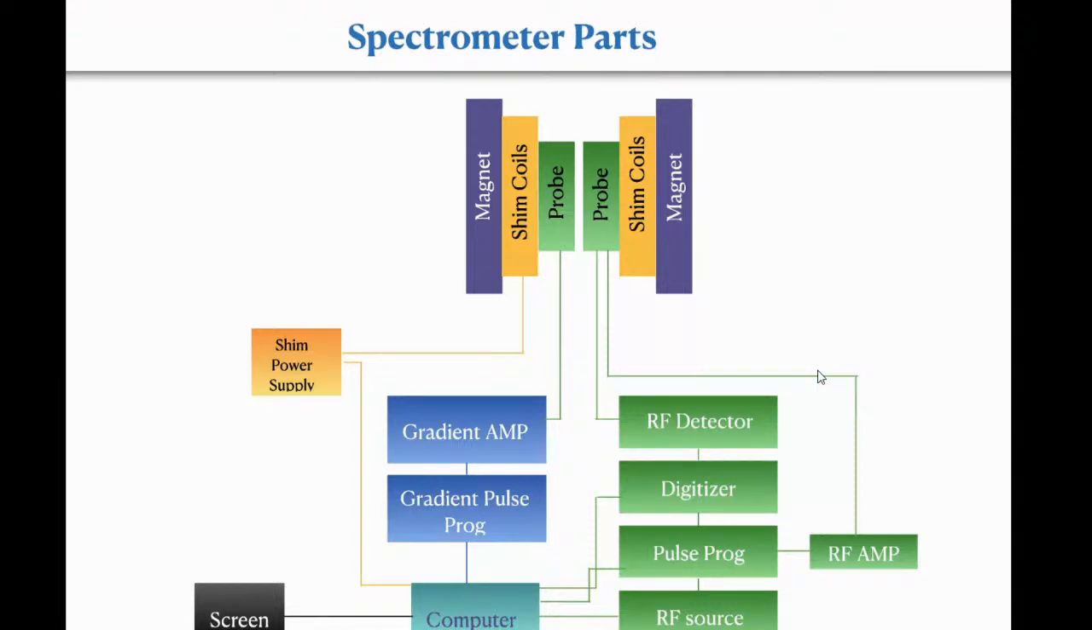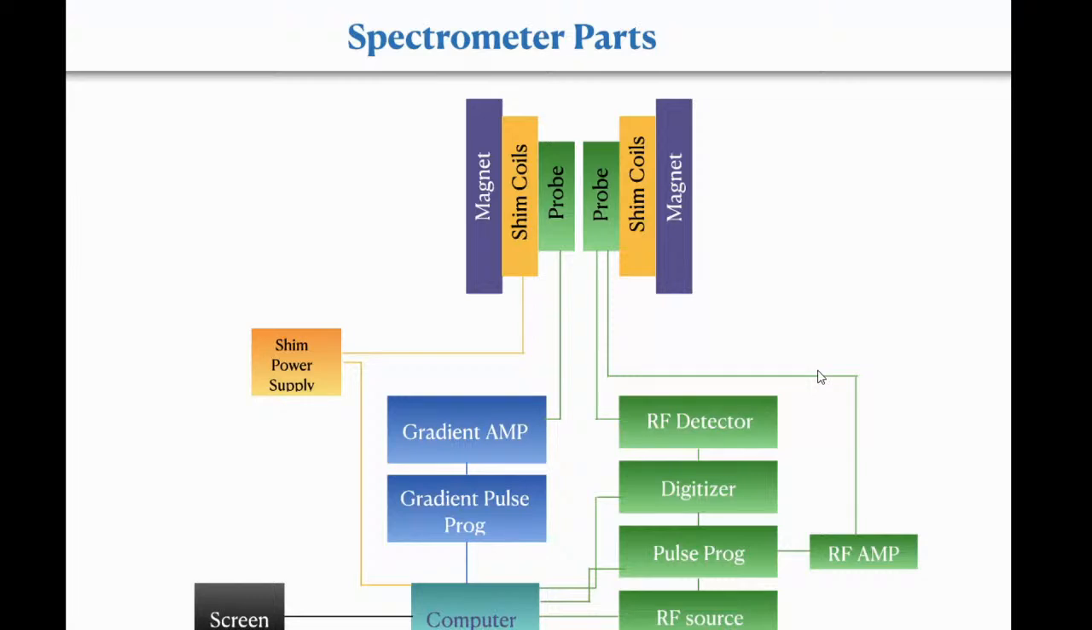A probe is connected to an RF detector, which is connected to a digitizer, which is connected to a computer, with the pulse program and the RF source also connected to the computer, which is then connected to a screen. So what is this? The RF detector is basically a coil inside the probe that detects the NMR signal. When the magnetic moment comes into the XY plane, this coil sees the current, which is passed on to the preamplifier, the detector part, and then digitized inside the NMR console. There is an ADC, an analog to digital converter, a digitizer, which passes it on to the computer for processing. That is the Fourier transform, and everything is done by the computer, which is then displayed onto a screen.